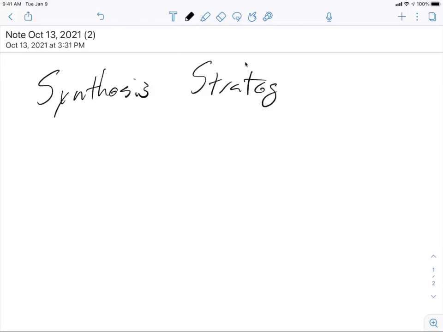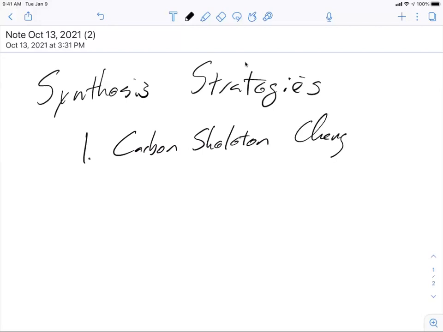So where we left off was synthetic strategies. And as we talked about last time, you've got two basic things you need to be watching for: carbon skeleton changes and functional group changes.